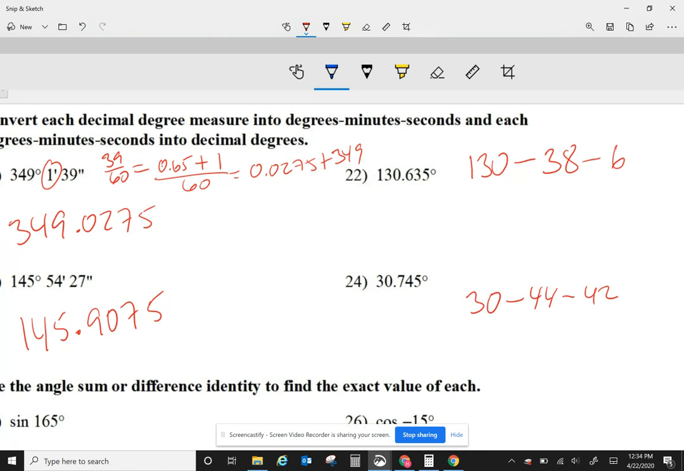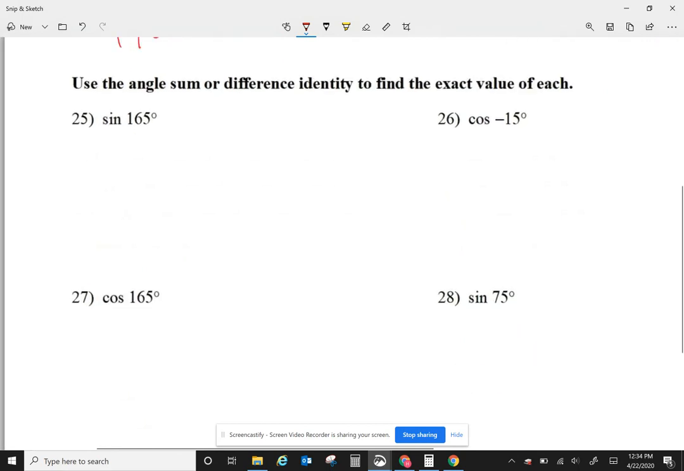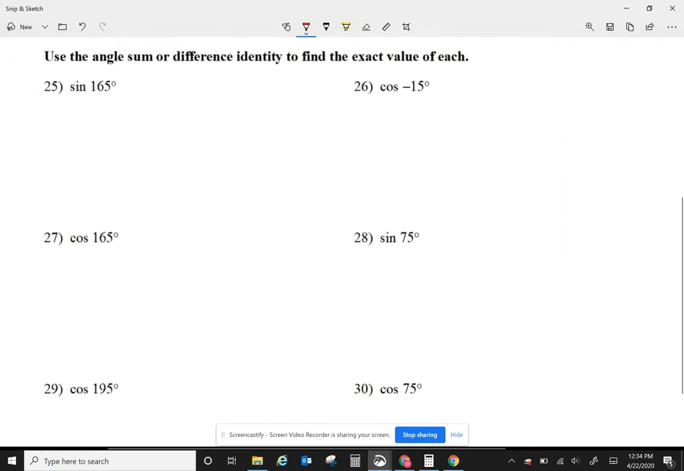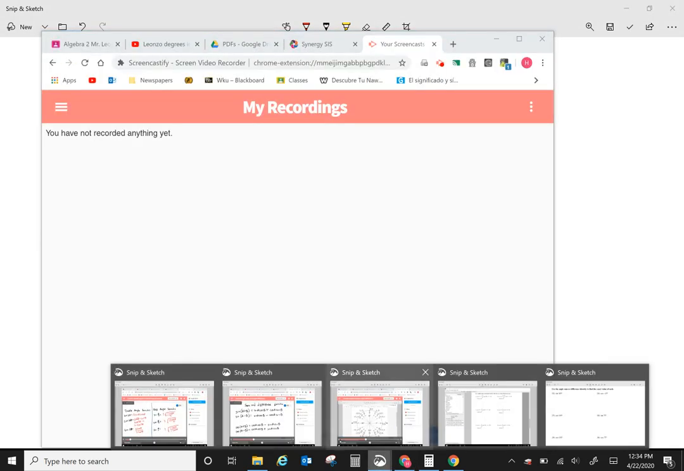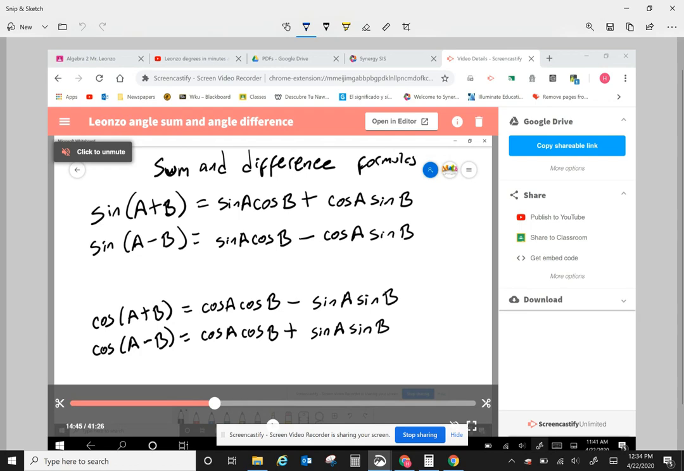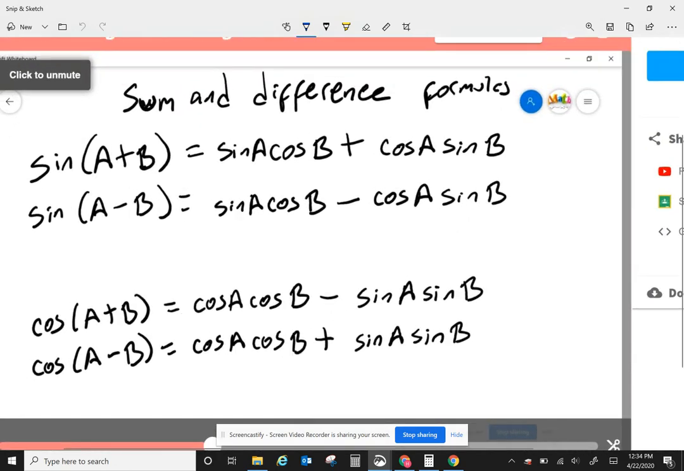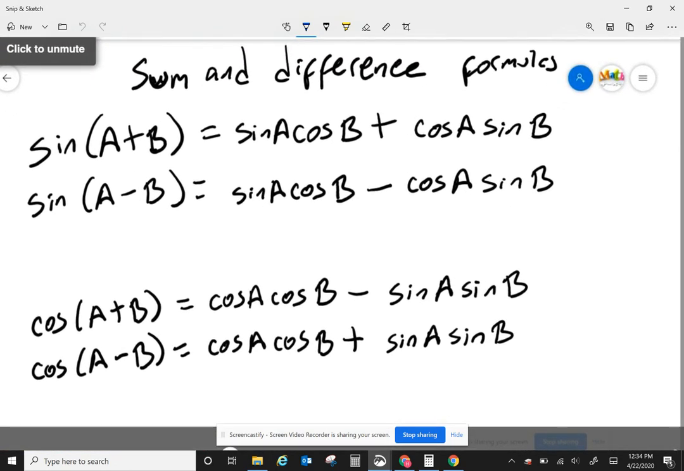That's not bad. All right, let's take a look at Tuesday stuff. On Tuesday, we saw the angle sum or difference identity. I gave you guys these formulas. Use the first one if you're adding two angles in sine. Use this one if you're subtracting using sine. If you're adding angles using cosine. If you're subtracting angles using cosine.